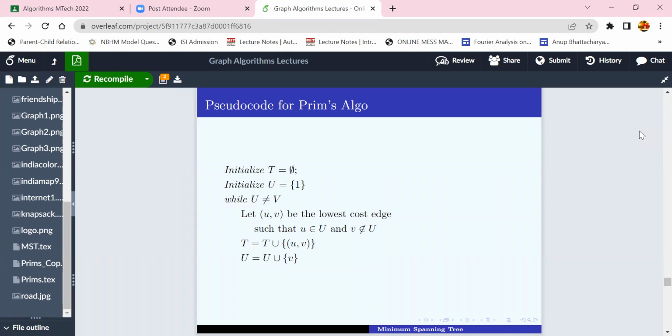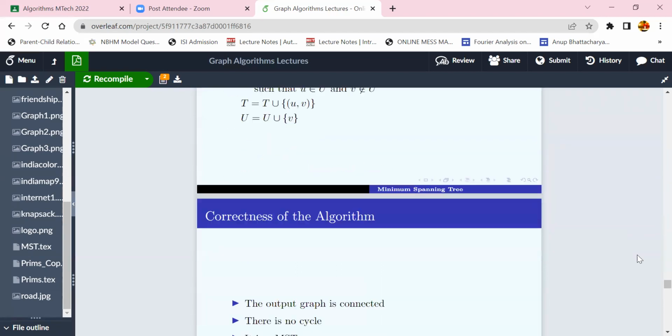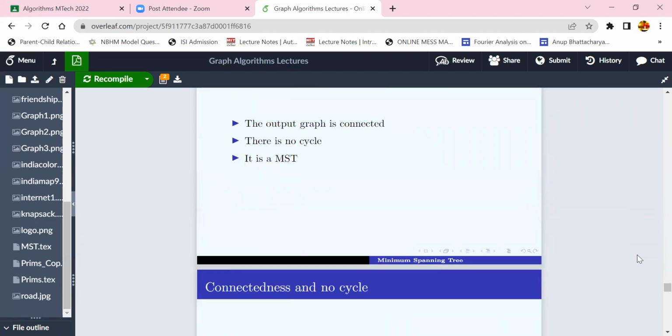Is it clear to you? Yes, ma'am. At the final step, we also cannot have a cycle, right? So the graph that is outputted is always a tree, and not only that, it is a spanning tree, right? Till now it is clear. Yes, ma'am.